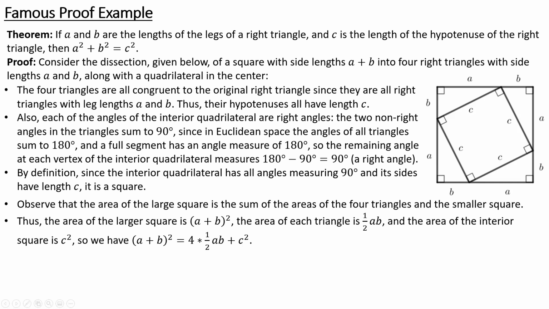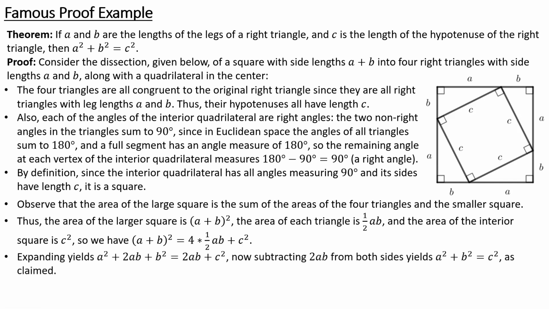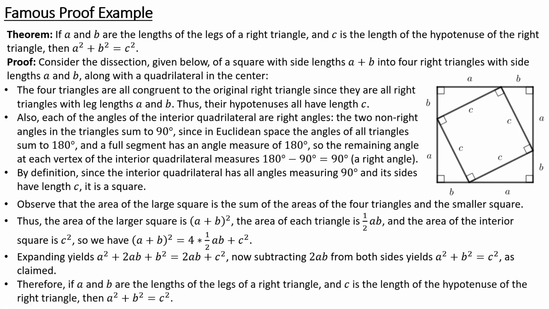And then we expand that out, and we get a squared plus 2ab plus b squared is equal to 2ab plus c squared. Now, subtracting the 2ab from both sides, we have a squared plus b squared equals c squared, as was claimed in the theorem. Therefore, if a and b are lengths of the legs of the right triangle, and c is the length of the hypotenuse of the right triangle, then a squared plus b squared equals c squared.